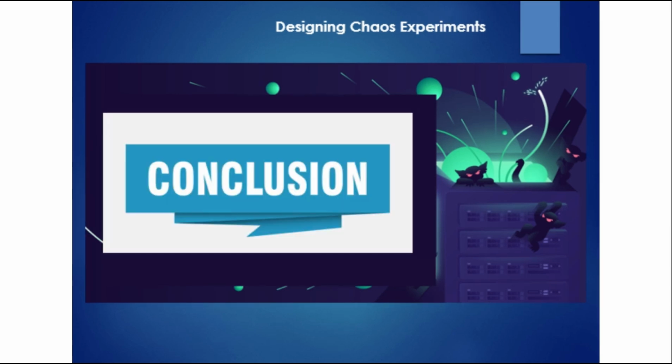In conclusion, designing chaos experiments requires careful planning, execution, and analysis. By following the structured life cycle, defining relevant failure scenarios, establishing metrics, and prioritizing safety, you can build resilient systems capable of withstanding unexpected disruptions. Remember, chaos engineering is an iterative process. Start small, learn from each experiment, and gradually expand the scope as your confidence grows.